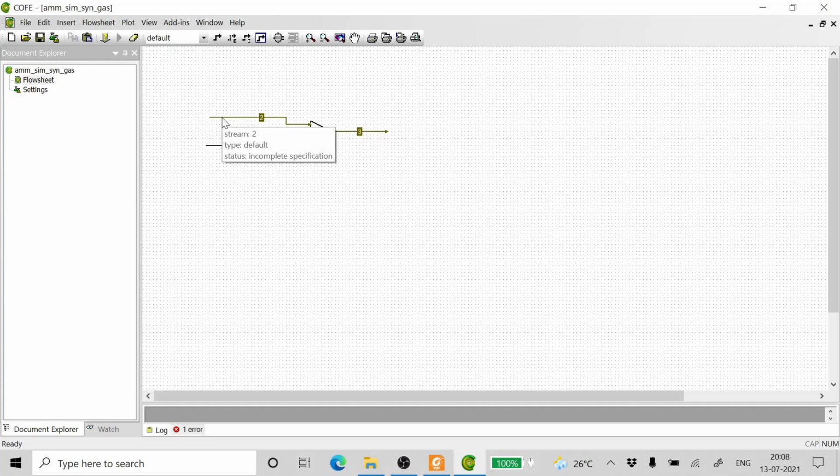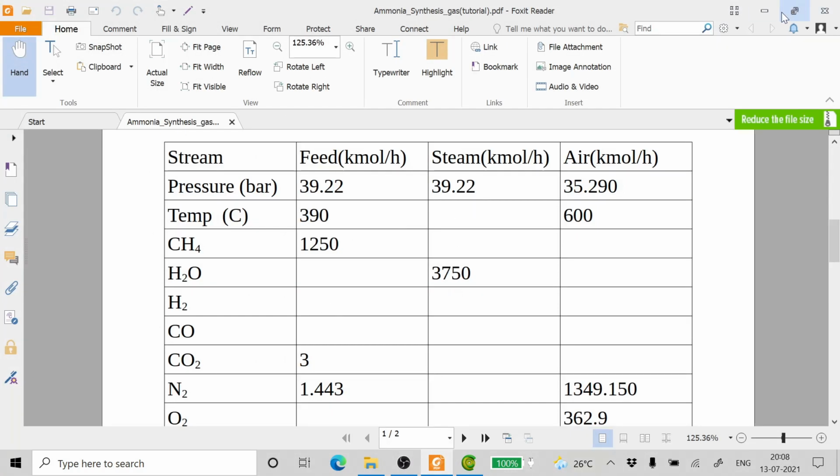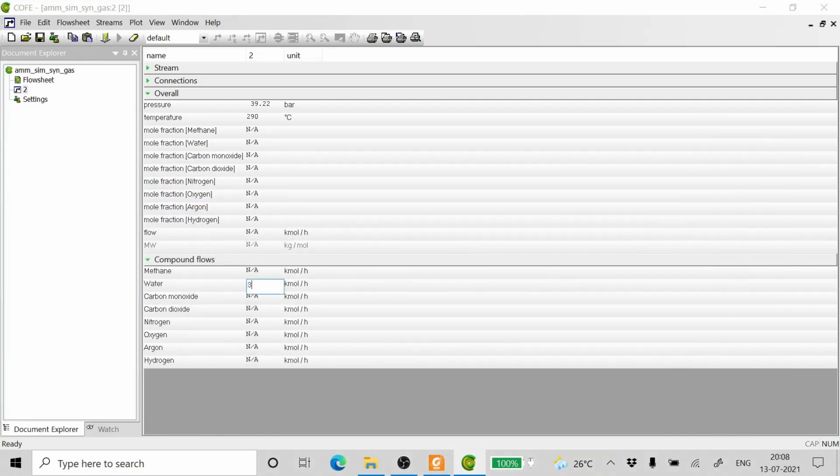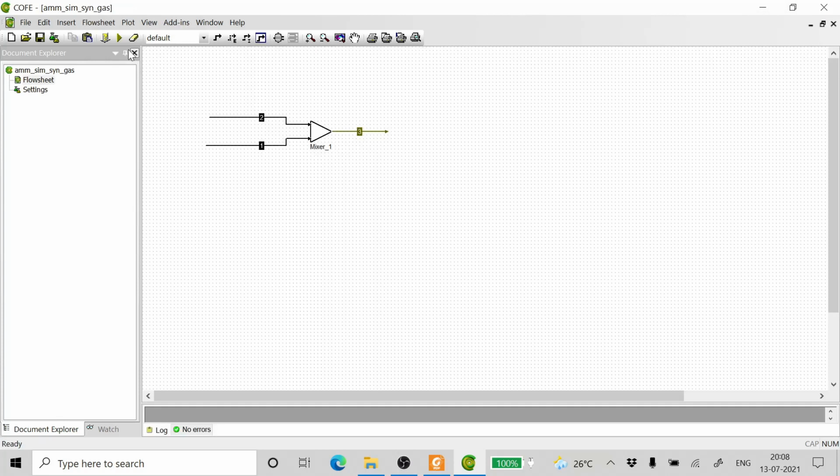Now we go to the second stream, that is steam. Now steam here too enters at 39.22 bar. Now the temperature of the stream is an assumed temperature. So we assume it as 290 degrees Celsius. This is an assumption that we do. And the amount of steam that is flowing in is 3750. That's done. And we click this button to simulate it.